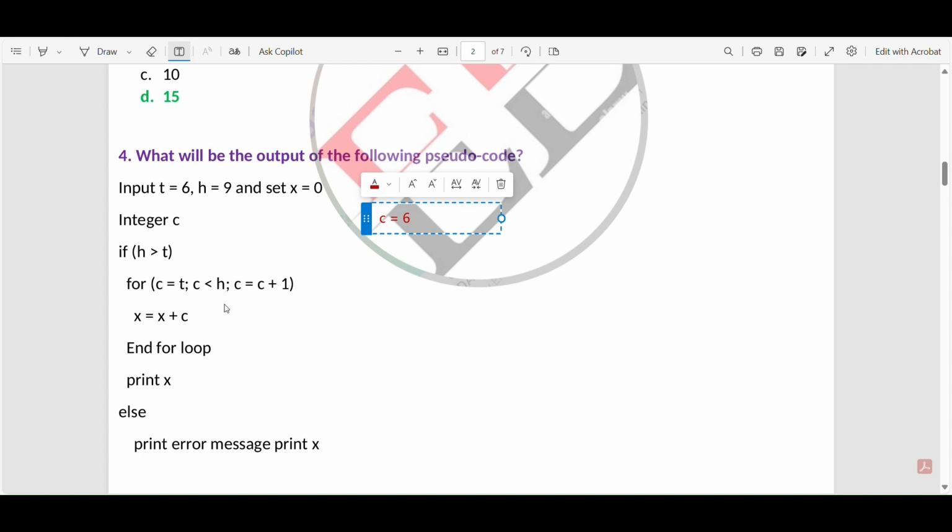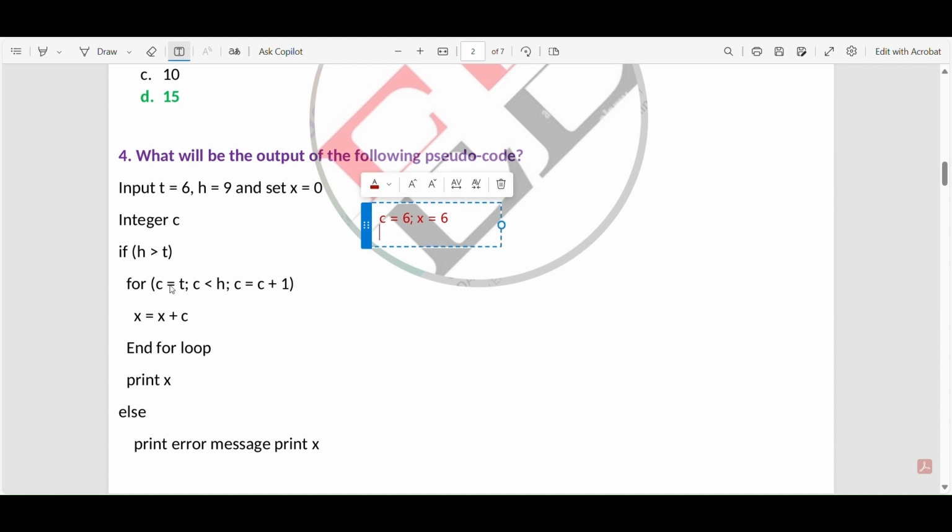And next we are just checking whether c is less than h. C is 6 and h is 9. Yes, definitely 6 is less than 9, right? And we are entering into the loop. In the loop we are having x equals to x plus c. X is 0, then x plus c means 0 plus c. That will be giving you 6. The value of x is 6.